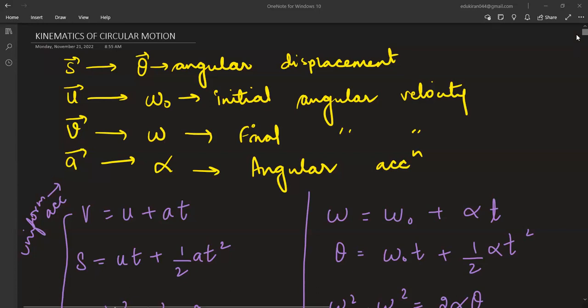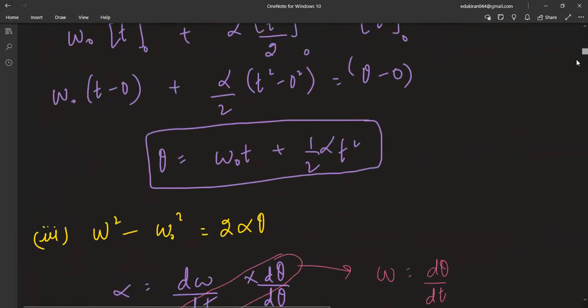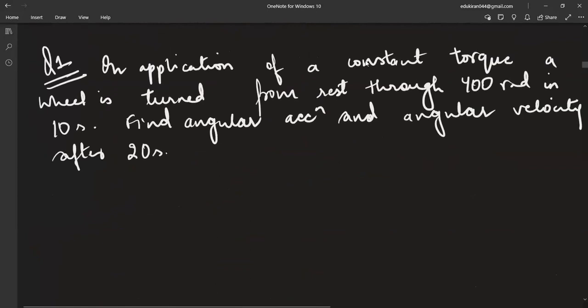So we had started with the kinematics of circular motion, derivations we did, and all the three equations you already are aware of. Let us just discuss these equations, because you already know that these equations are exactly based upon the motion in a straight line equations, right? So this says that on application of a constant torque, a wheel is turned from rest through 400 radian in 10 seconds, right? Find angular acceleration and angular velocity after 20 seconds.